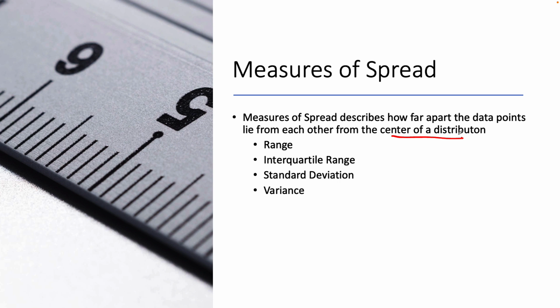Under the measures of spread, we've got range, interquartile range, standard deviation, and variance. So these are the four types of measure that we use to describe the spread of a given data set. Now that you are aware of what exactly the measure of spread is, let's look into the concept of range and how it helps us in describing the data.